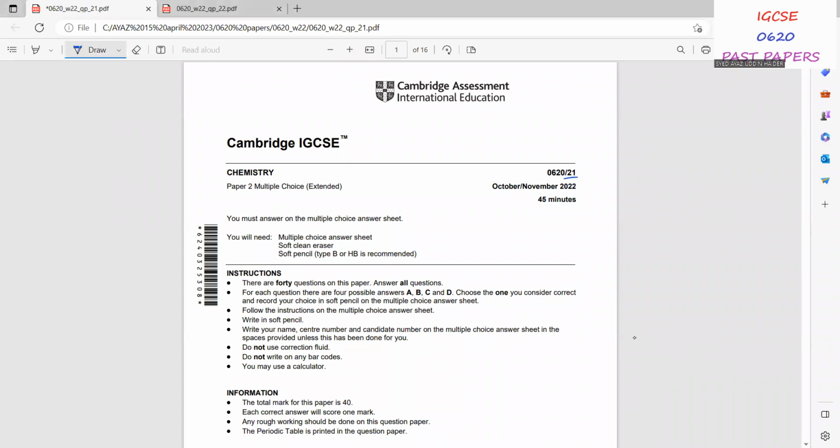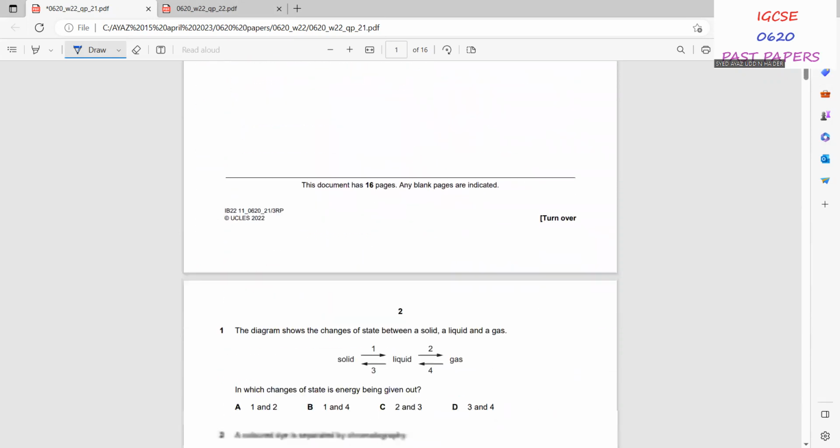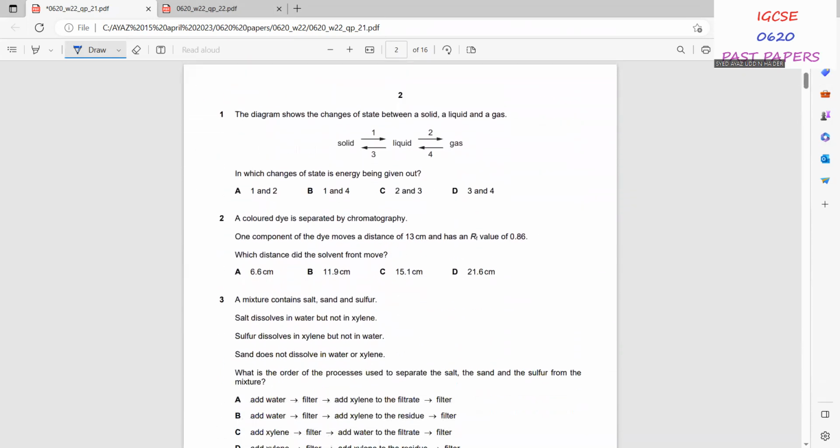I'm not going to waste my time reading the instructions, as you all know the instructions for this paper. The paper is a multiple choice extended version, and there are 40 questions on this paper. You need to choose one best answer for each question. You are not allowed to use a correction fluid, or write on any barcodes. You can use a calculator. A periodic table is provided, and any rough working should be done on this paper. So let's continue with the paper.